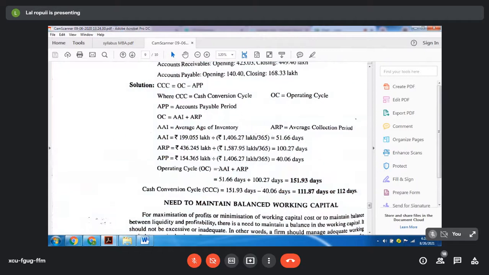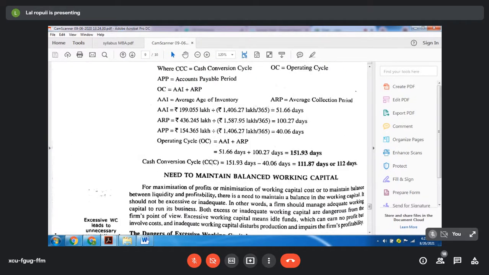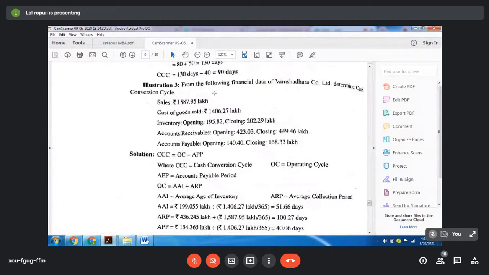So the operating cycle is AAI plus ARP. Average age of inventory is 51 days plus accounts receivable period is 100 days. Normally the operating cycle is around 152 days. Then after that operating cycle, we pay off the suppliers around 40 days. So the cash conversion cycle is normally around 112 days for this particular company.